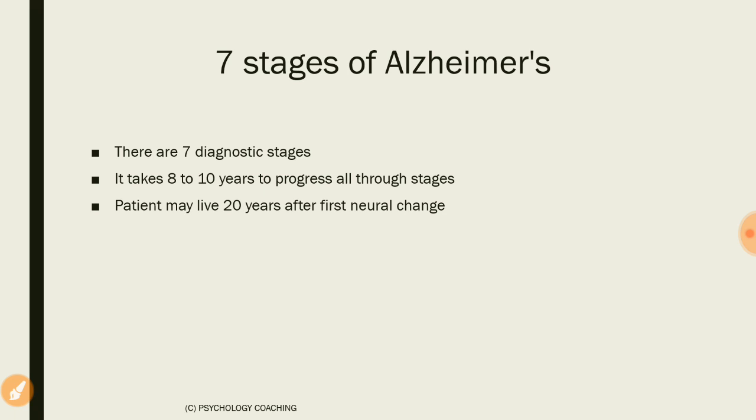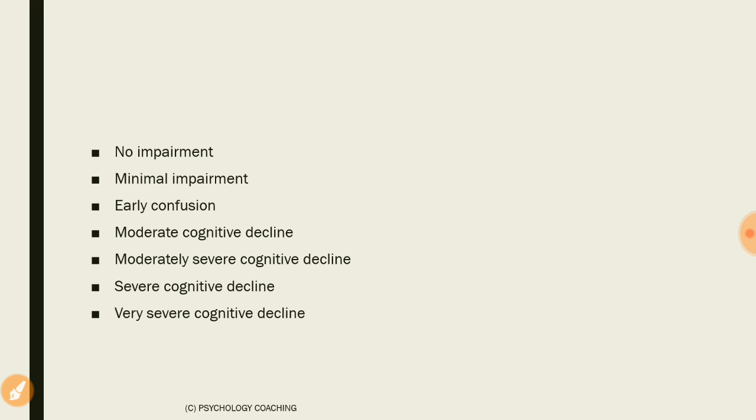So the first stage is no impairment. In stage 1, memory and cognitive ability seem to be normal, but during a medical interview, a healthcare professional identifies no evidence or memory of cognitive impairment or cognitive problem. The second stage that comes in is the minimal impairment or very mild cognitive decline.